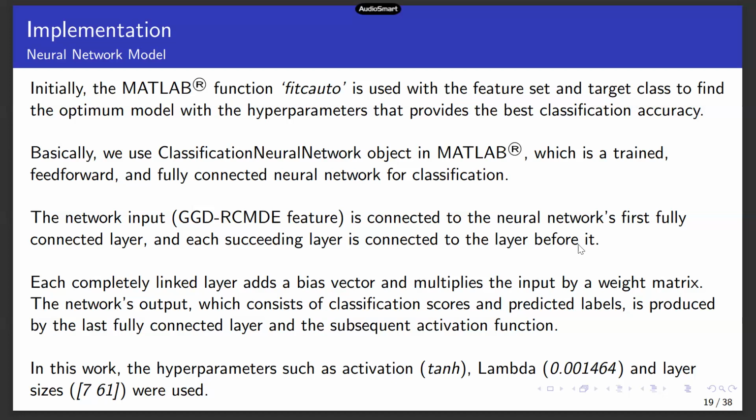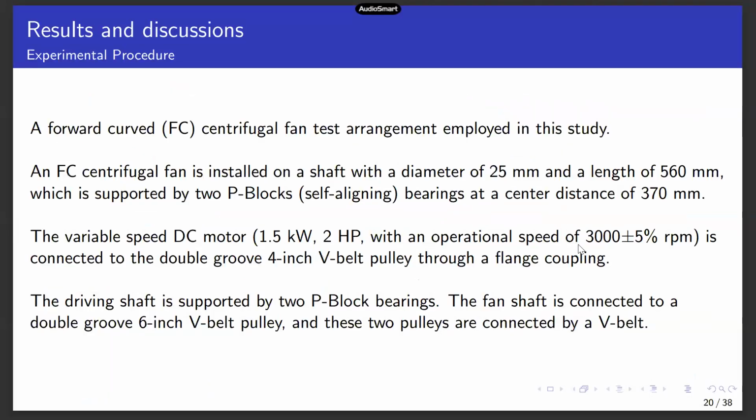Each completely linked layer takes a best vector and multiple inputs via a matrix. In this work, hyperparameters such as activation, lambda, and layer sizes were used.